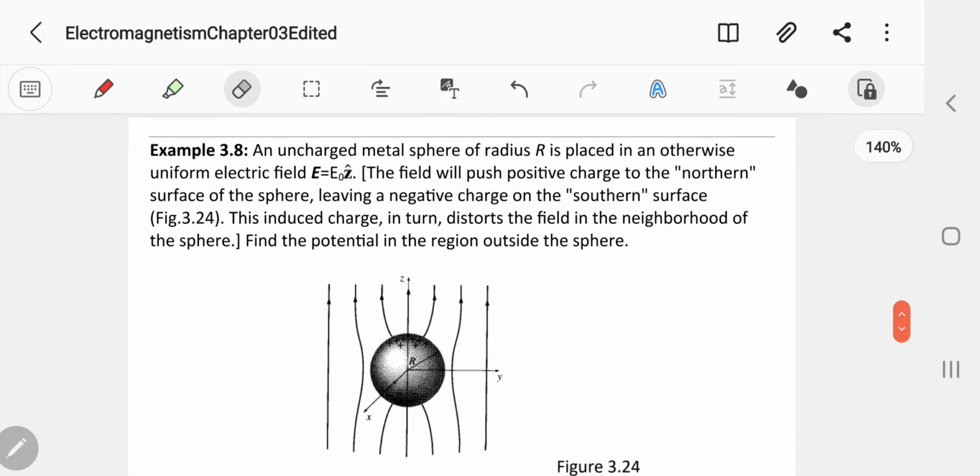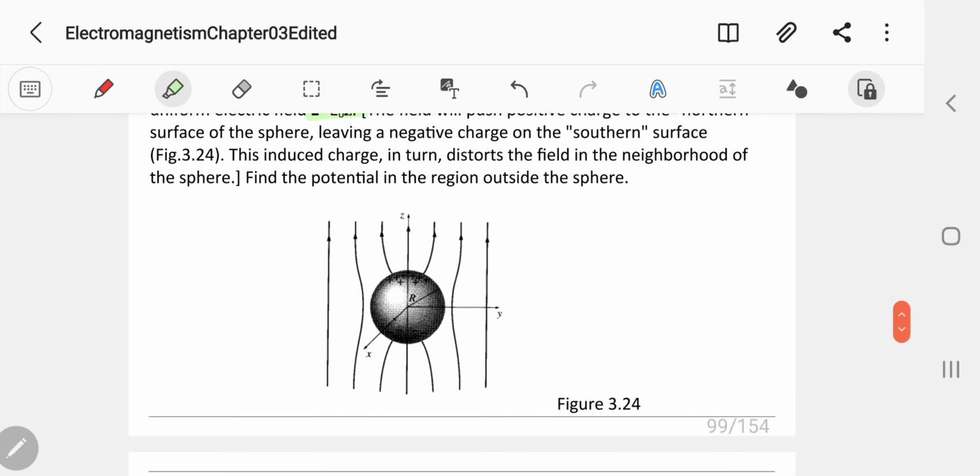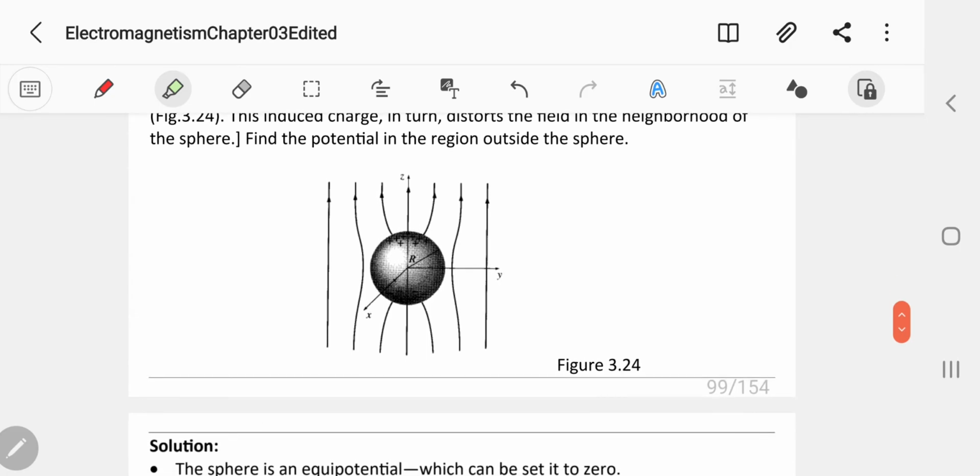Now for 3.8, here we have an uncharged metal sphere of radius R placed in a uniform electric field E equal to E0 z, so it's in direction z. The field will push positive charge to the northern surface of the sphere, leaving a negative charge on the southern surface of the sphere. This induced charge in turn distorts the field in the neighborhood of the sphere. Find the potential in the region outside the sphere.